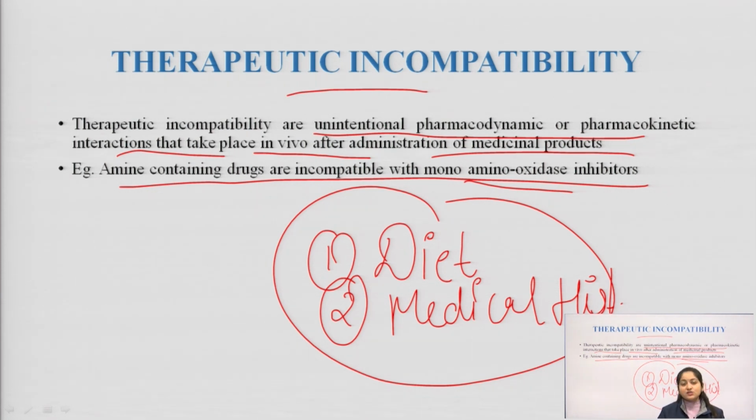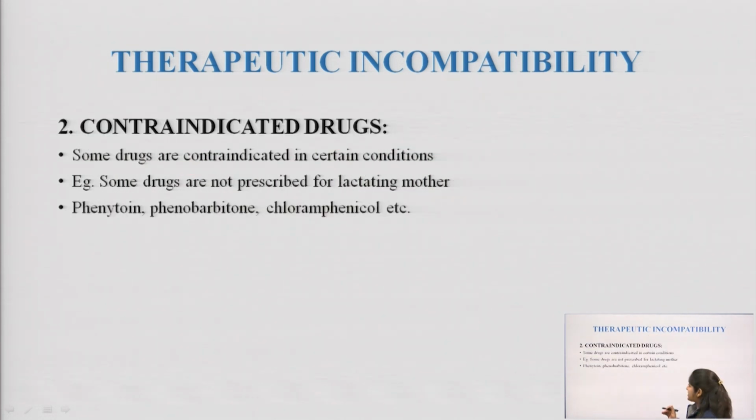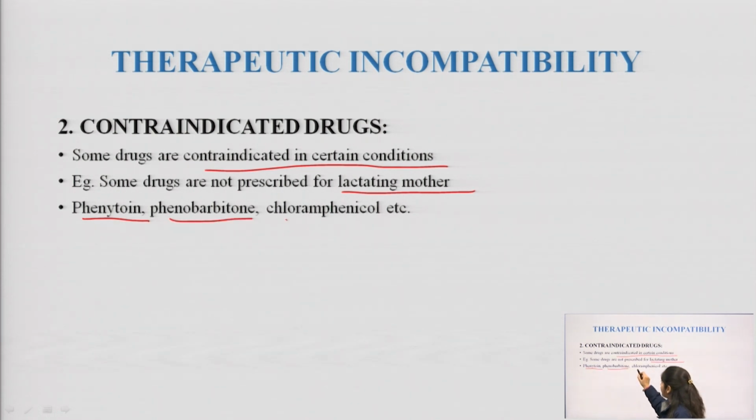So, while prescribing these two kinds of medication, it is our duty to go through the diet of the patient, to understand the medical history of the patient, and the medications that the patient has been on through a long life period. Now, another example is the contraindicated drug. As I mentioned earlier, some drugs are contraindicated and should not be prescribed in certain serious conditions. For example, if a lady is lactating, a nursing mother breastfeeding her child, then phenytoin, phenobarbital, and chloramphenicol must not be prescribed, because these medications enter into the breast milk and are a serious health hazard for the baby as well.